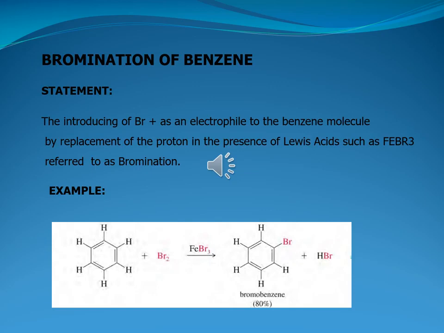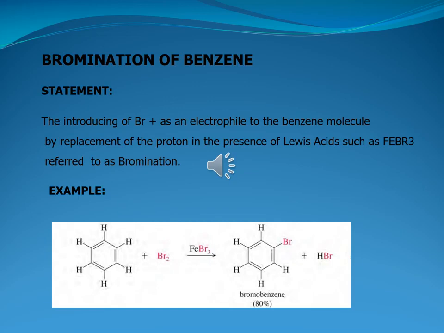In the example of bromination, in order to make bromine electrophilic enough to react with benzene, we use the aid of an aluminum halide such as aluminum bromide. So, bromination is the introduction of bromine as an electrophile to the benzene molecule by replacement of the proton in the presence of a Lewis acid such as iron tribromide.